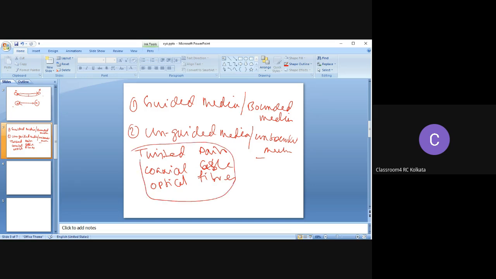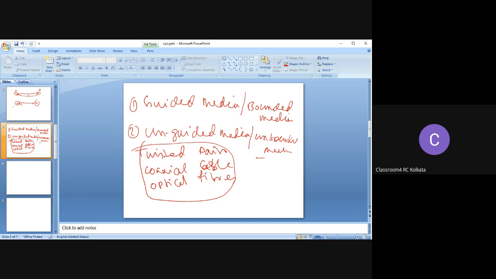These are guided or bounded media. In guided media, the waves or signals are guided along a solid medium like copper wire. In unguided media, the wave passes through atmosphere and free space. Actually, it is wireless types.